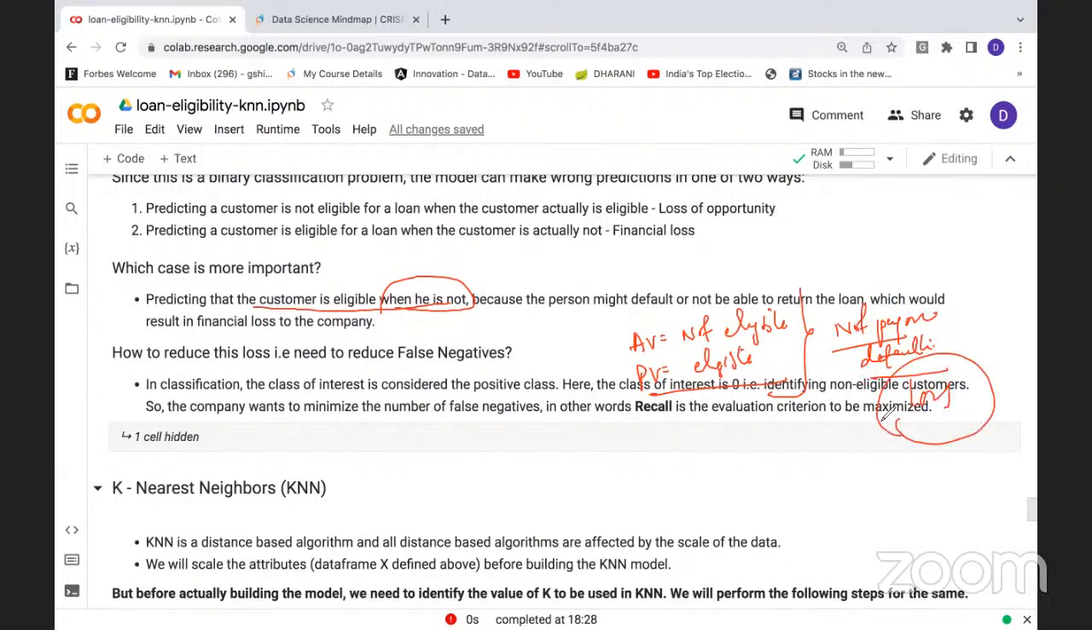So you have to reduce this loss. How to reduce this loss? You want to decrease those false negative values. Okay, that is the aim here.